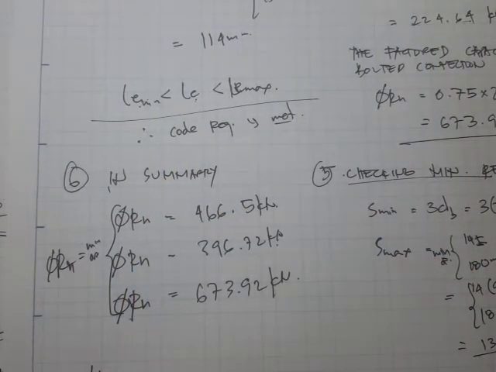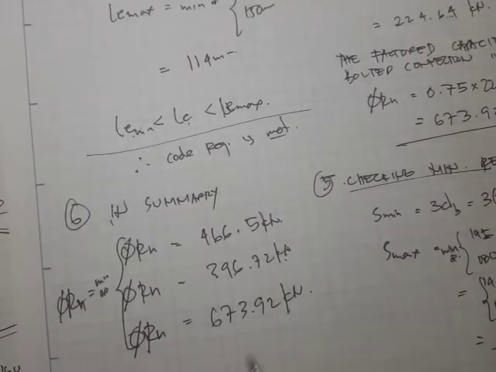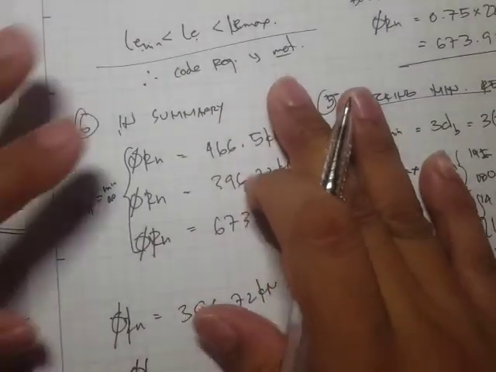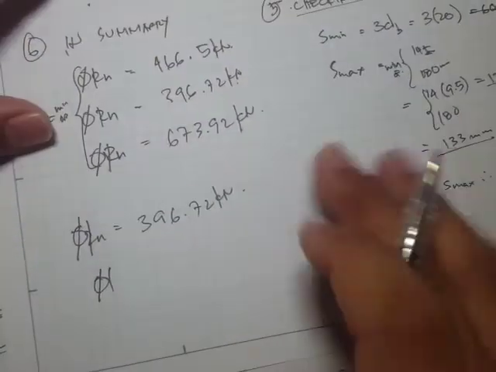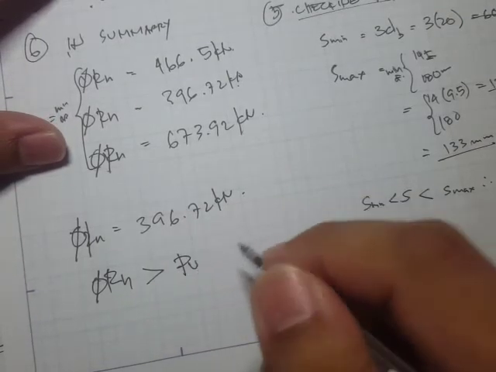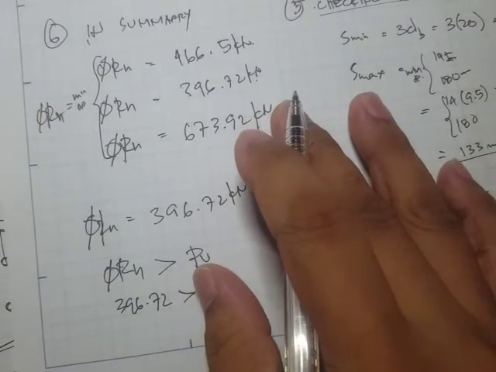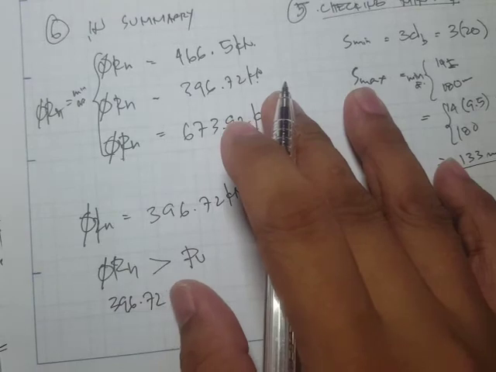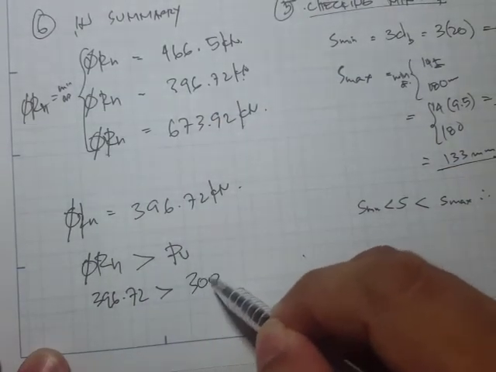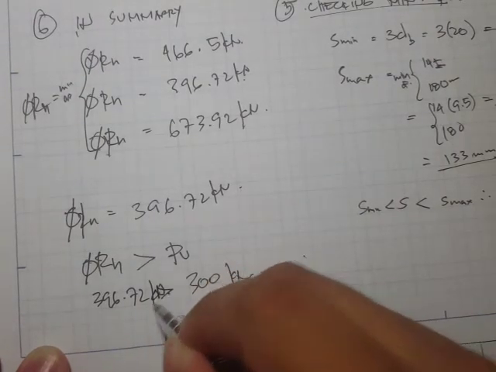So therefore, VRN is equal to 396.72 kilonewton, and VRN is greater than our factored loads. 396.72 is greater than the given load of 300 kilonewton.